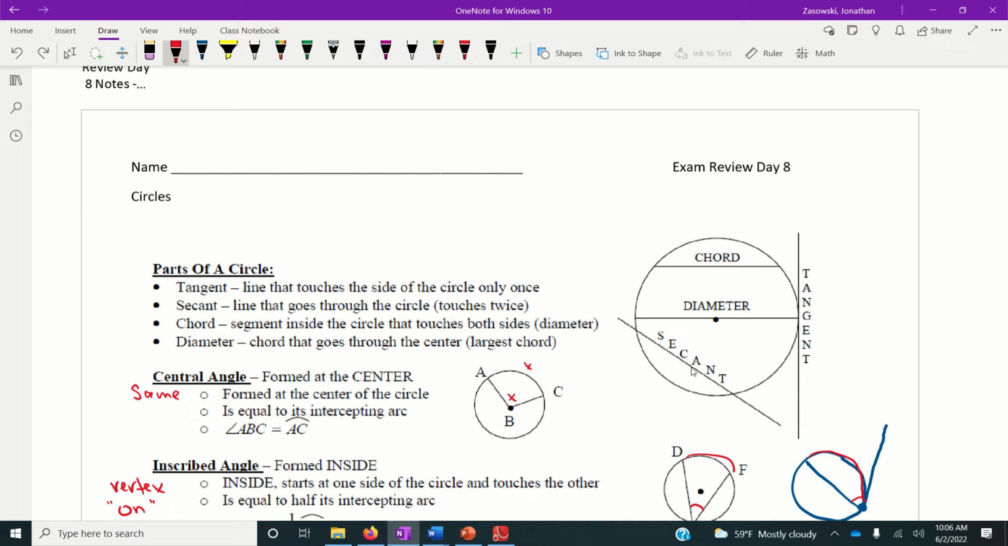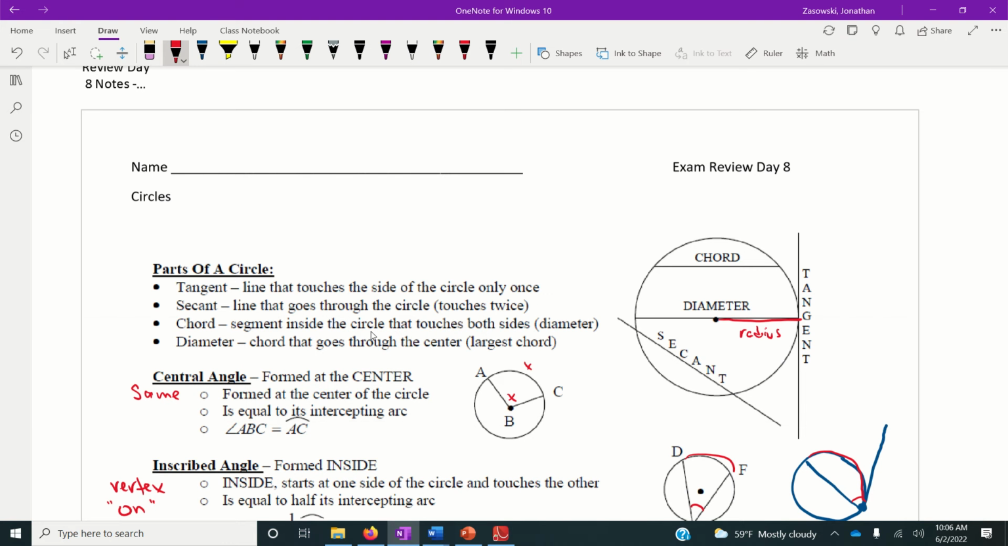A secant line is a line that cuts through the circle more than twice and extends beyond the circle. A chord is a line segment inside the circle that touches 2 points on the circle. The diameter really is like the longest chord you can have. And we also know that, remember, half the diameter is referred to as the radius, all right?